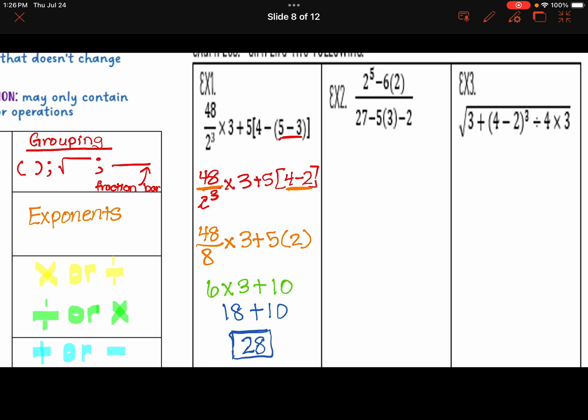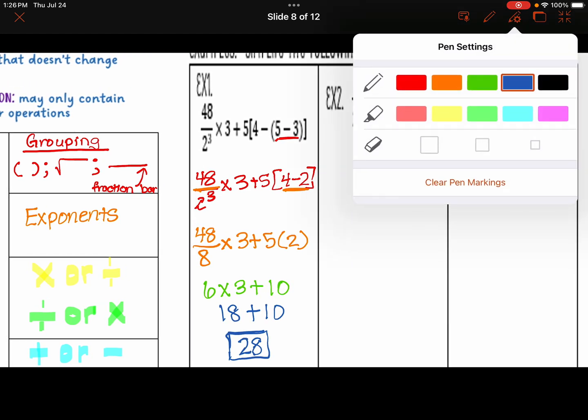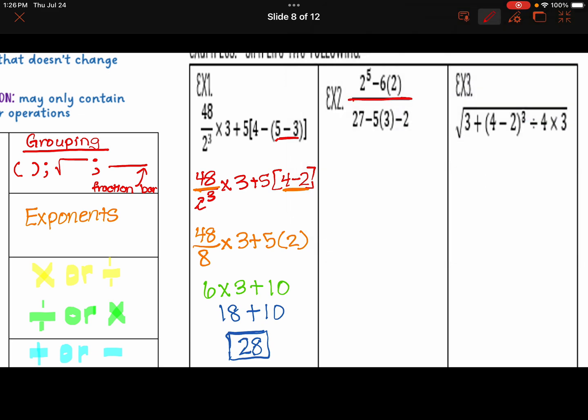All right, we are going to now look at the next problem. And again, we're going to start off by simplifying the numerator and the denominator. So that fraction bar acts as a grouping symbol. So first, we've got to simplify the numerator. So I am going to go ahead and do my exponent. 2 times 2 times 2 times 2 times 2. So 2 to the 5th is 32. And then I'm going to go ahead and multiply. 6 times 2 is 12. And so I can say 32 minus 12 is going to give me 20.